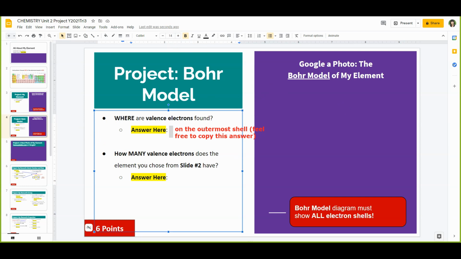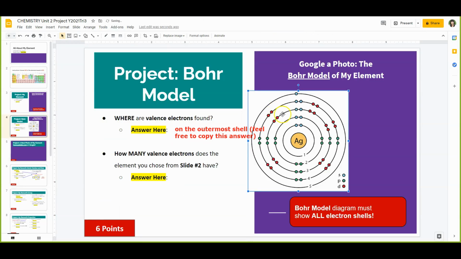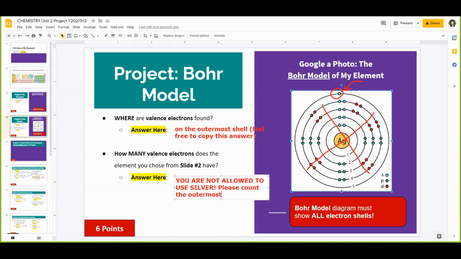So let me go ahead, actually I'll include that picture again just for a moment. All right, so if I were to ignore everything in the center here and only look at the outermost shell, right, I would see that this one has one valence electron, right? So in this case, I would write 1. But obviously yours will be different because you are not allowed to use silver. You are not allowed to use silver. Please count the outermost electrons for your Bohr model.